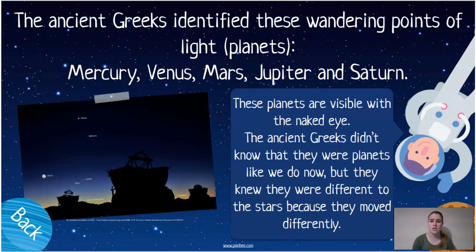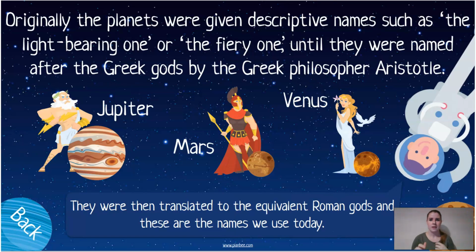Now, the ancient Greeks didn't know that they were planets like we do now, but they knew they were different because they moved, so their positions in the sky changed every night. Now, originally they were given descriptive names about how they appeared. So you might have had the light-bearing one, and then we've got the fiery one, which is obviously known as Mars. And that was it.